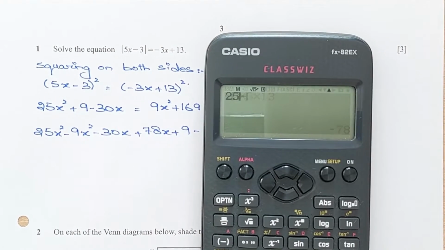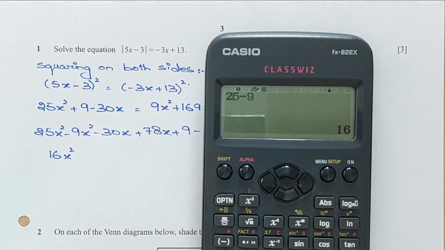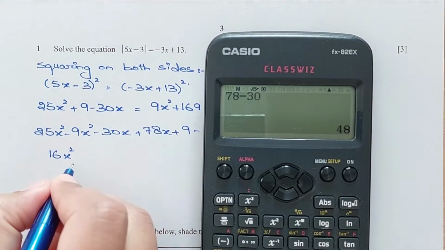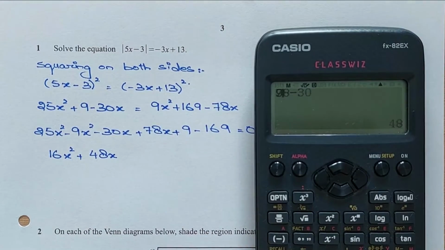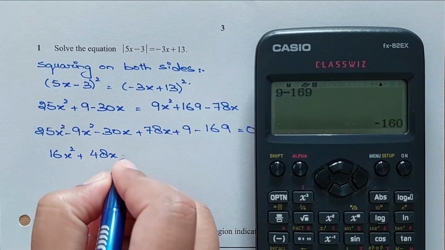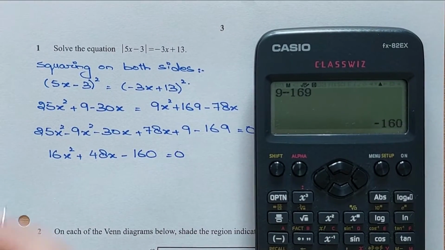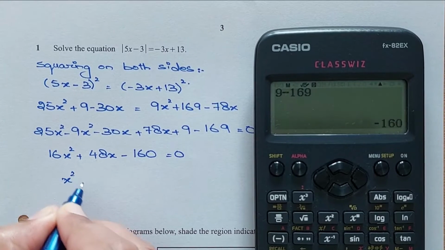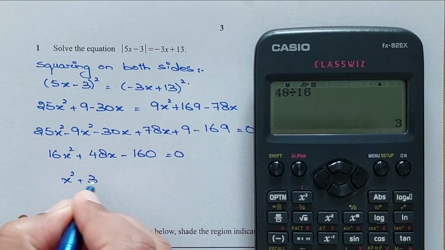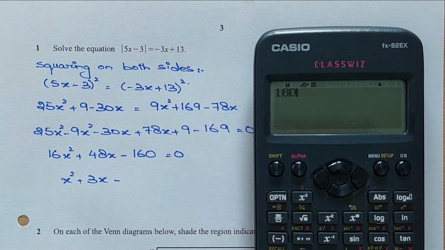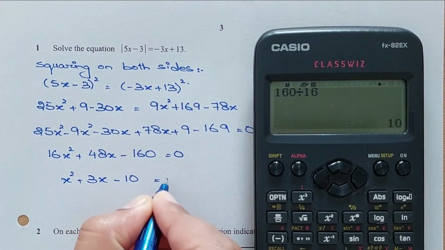Okay, so 25 take away 9 is 16x square, and 78 subtract 30 is 48x, and 9 subtract 169 is minus 160. Dividing by 16, so 16 divided by 16 gives x square, 48 divided by 16 is 3, so plus 3x, and minus 160 divided by 16 is 10. Minus 10 equals 0.